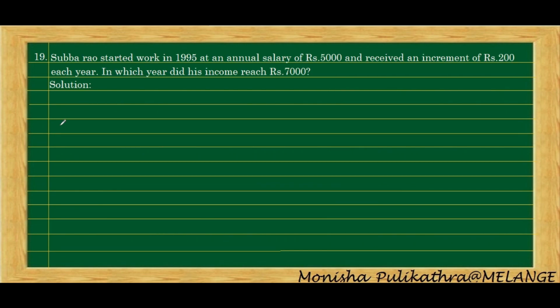Coming to the 19th question. The 19th question is: Subbarao started working in 1995 at an annual salary of rupees 5,000 and received a constant increment of rupees 200 year after year. Okay, the increment was constant, there is no varying in that. Year after year, he is going to get 200 rupees increment. In which year did his income reach rupees 7,000? We need to find in which year his annual salary becomes 7,000.